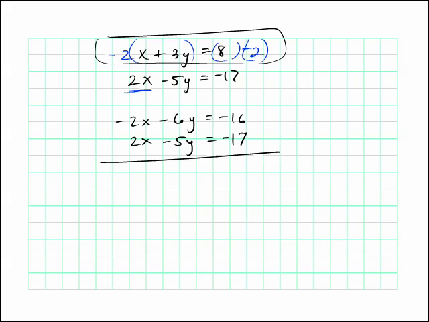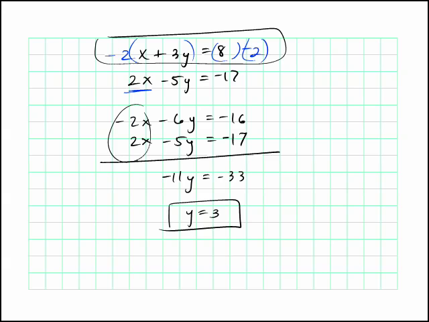Adding the two equations together, the x's are gone now. Negative 2x and positive 2x is 0. Negative 11y equals negative 33. Divide by negative 11 and we have y equals positive 3. I've got y.